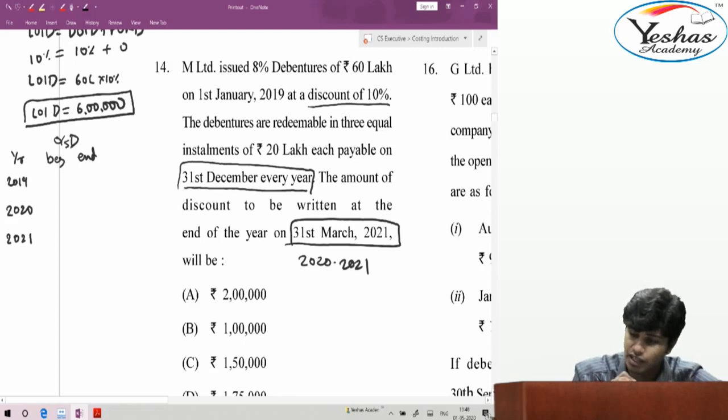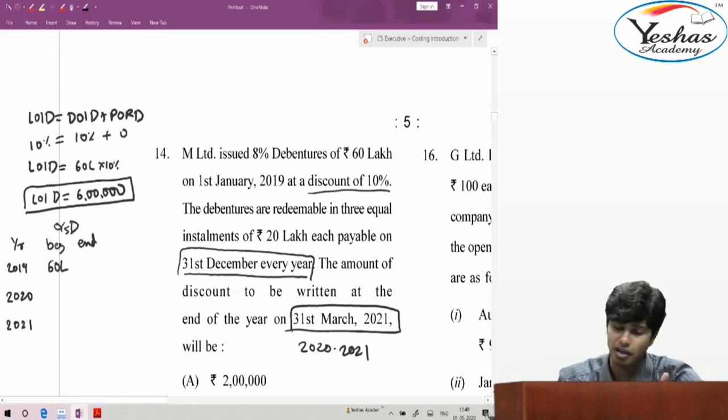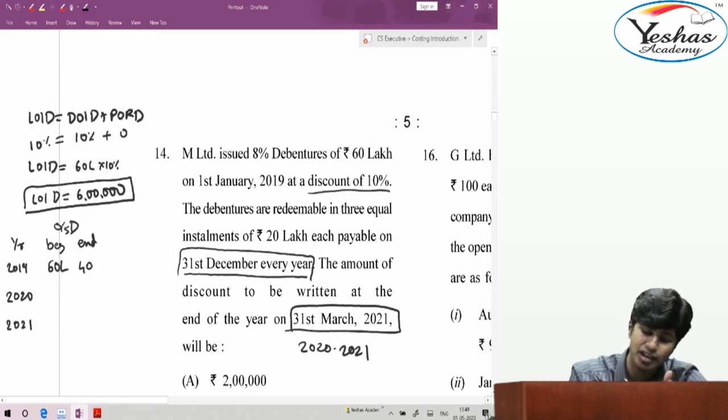At the beginning of the year, there are how many debentures? 60 lakh is the amount. I'll write 60 lakh only. Out of 60 lakh, what is happening? How much is redeemed every year? 20 is redeemed. So at the end of the year, there will be only 40. Next year, I'll write 60. Is that fine? I'll remove the word lakh there.